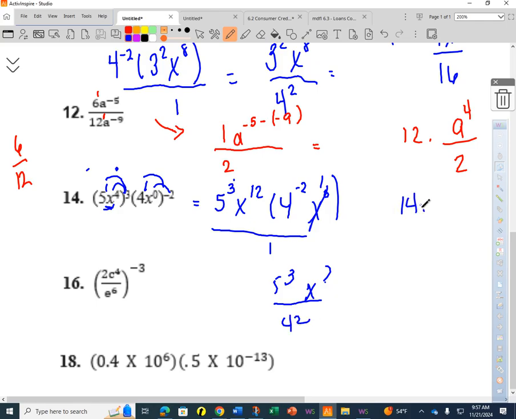So for 14, 5 cubed, you're going to do that on your calculator. 5, y to the x, 3, equals. Now it's time to learn how to do it on your calculator. 125. Please don't ask me on the test. It's part of your lesson. You have to know how to do this on this calculator, so I'm telling you exactly how to do it. The x to the 12th power, right?